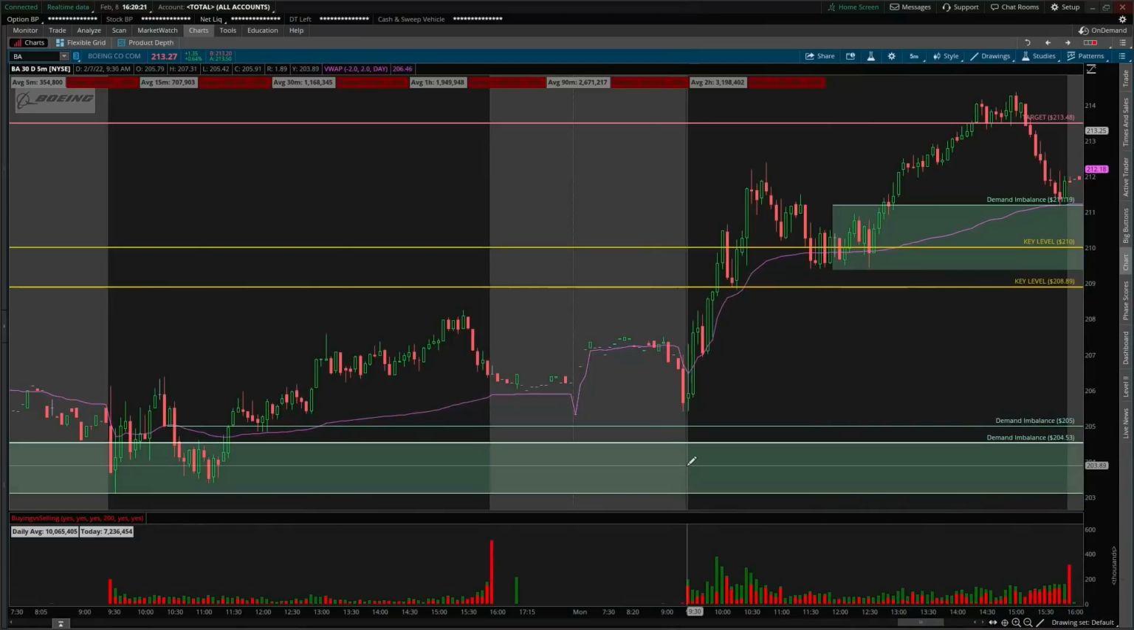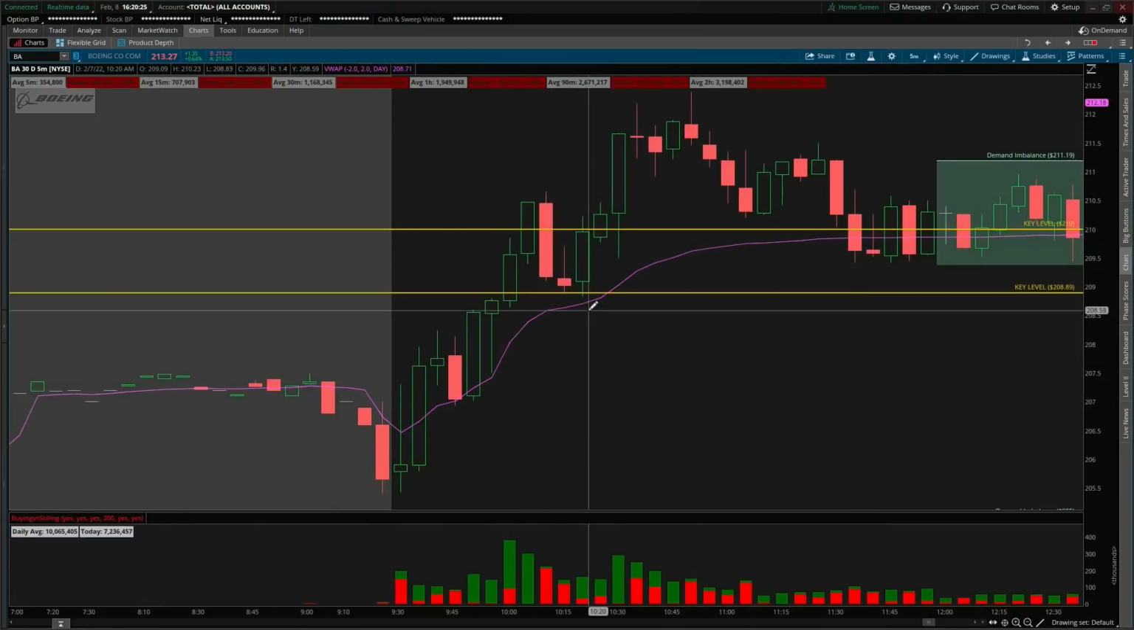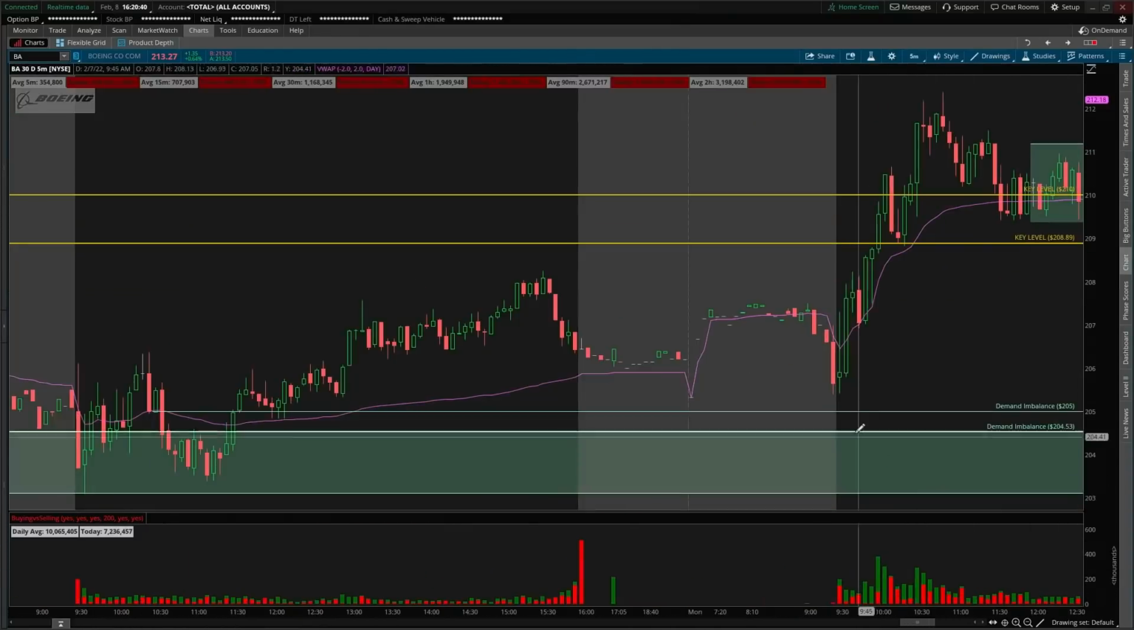Some decent volume above the 209, 210 key level, came back, retested it. When we break above a resistance level, if we come back and test it and it acts as support and then starts moving up, we could look to enter the trade, stop below the low, and then maintain our target, which was 213.48 supply in this case.